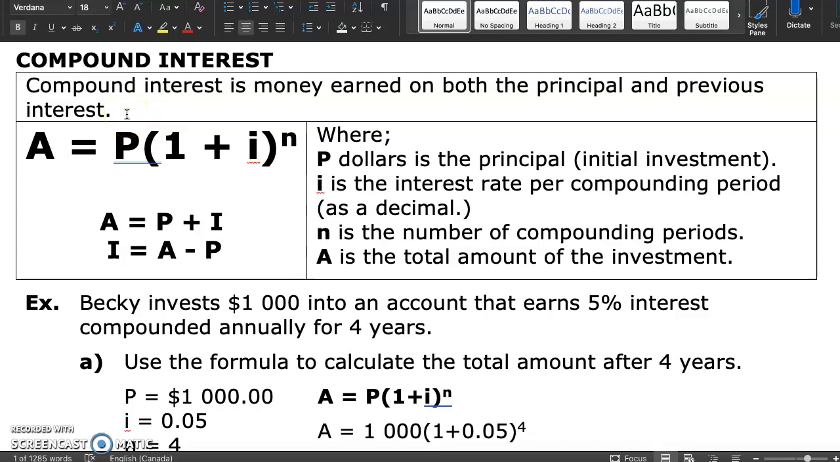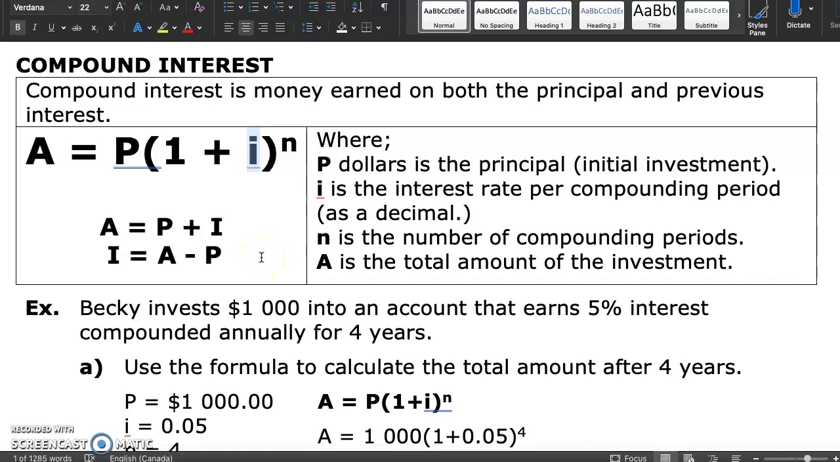Compound interest is money earned on both the principal and previous interest. The formula is an exponential formula because the variable n is in the exponent, where A is the amount of the investment, and this is equal to the principal times (1 + i), where i is the interest rate per compounding period as a decimal. Make sure that you follow along for the different compounding rates or intervals, because this variable will be affected. Also, n, the number of compounding periods, will also be important.